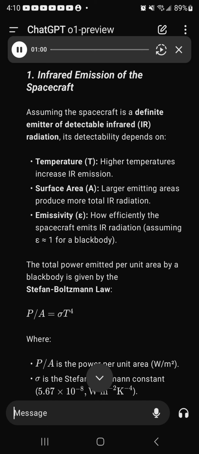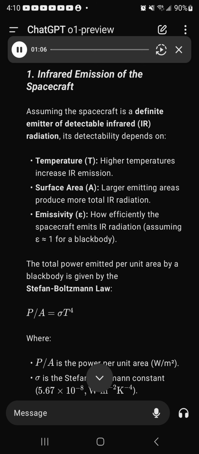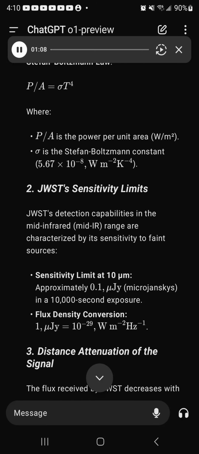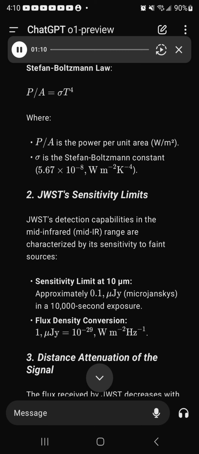The total power emitted per unit area by a blackbody is given by the Stefan-Boltzmann law, P/A equals sigma T^4, where P/A is the power per unit area, in W/m². Sigma is the Stefan-Boltzmann constant, 5.67 times 10^-8 W m^-2 K^-4.